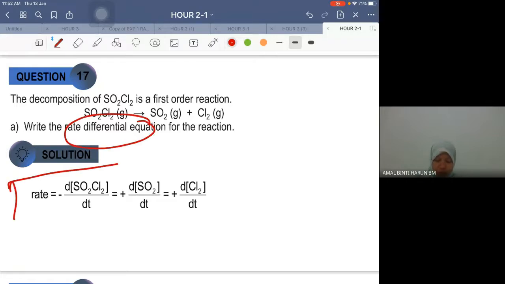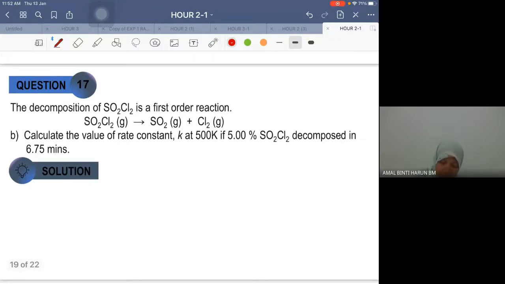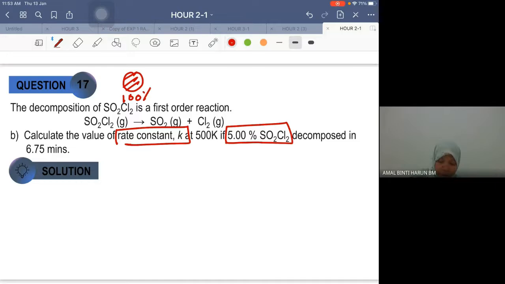So this one straightforward. Tak nak bincang. Dah bincang dah sebelum ni. B. Calculate the value of the rate constant. Sekarang kita nak cari K. Apabila 5% sulfuryl chloride decompose dalam masa 6.75 minit. Okay, so once again, initially it is 100%. So selepas 6.75 minit, dia telah decompose sebanyak 5%. So yang tinggal adalah 95%.